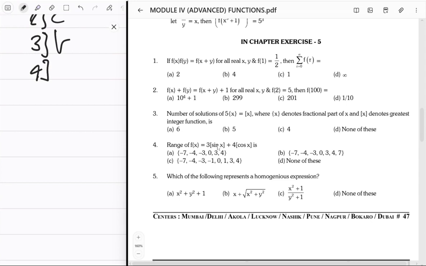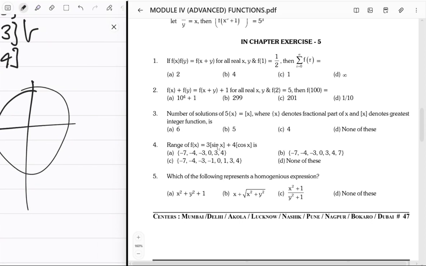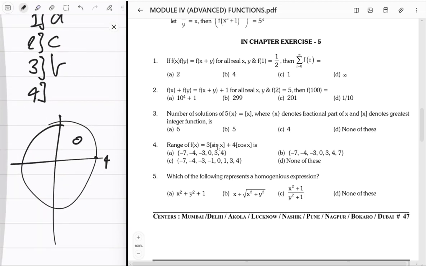Okay, so let's start. -1 is going to be negative. Let's just do it quadrant wise. So the first one, let's use these points as well. At this point, sin x is 0, cosine x is 1. So this whole thing is just 4. Then in this region, both are fractions, so it's 0. Then at this point, sin x is 1, so it's 3.